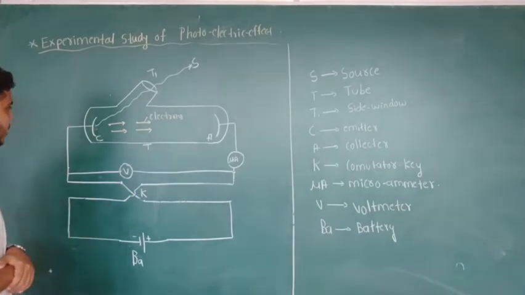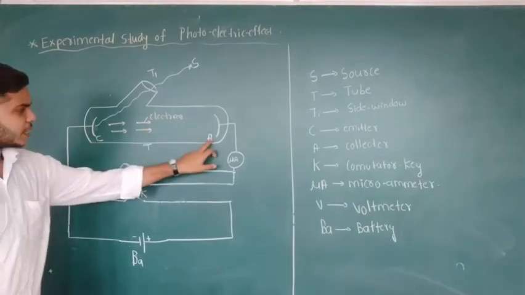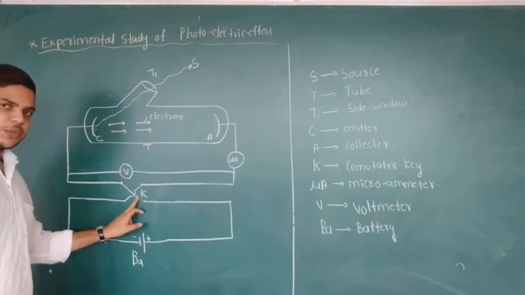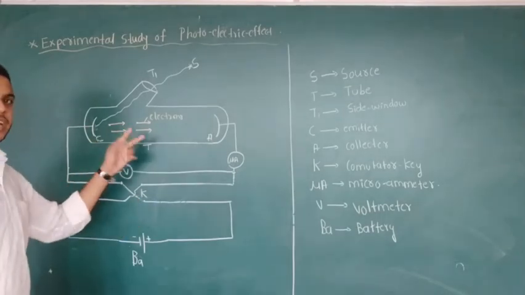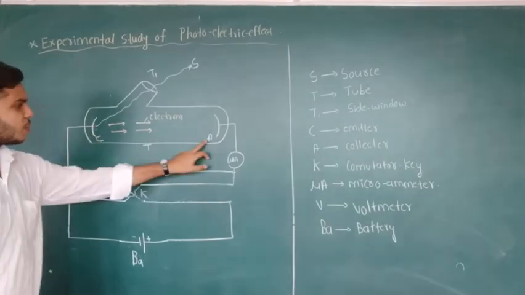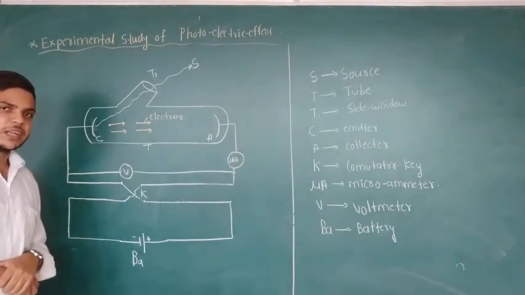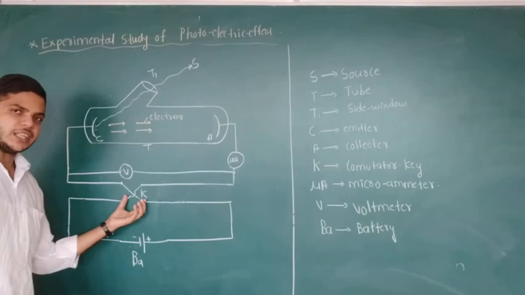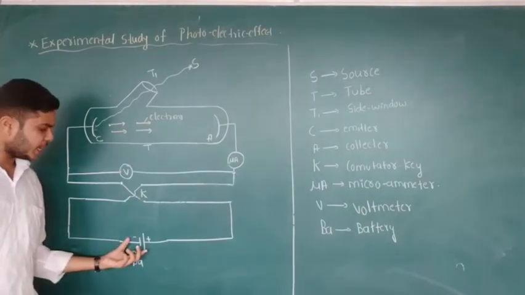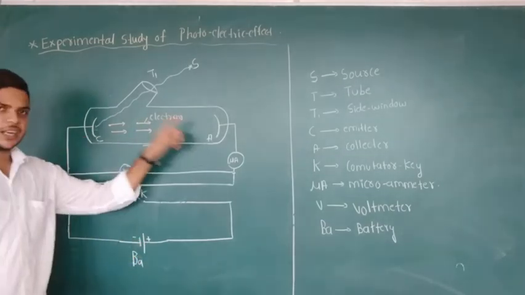For example, consider initially the emitter is at positive potential and the collector is at negative potential. If I change the commutator key, automatically the polarity will be reversed. That is, the emitter will act as negative and the collector will act as positive. Therefore, we can change the polarity of emitter and collector by changing the commutator key. And here is the battery, which gives the potential difference between the emitter and the collector.